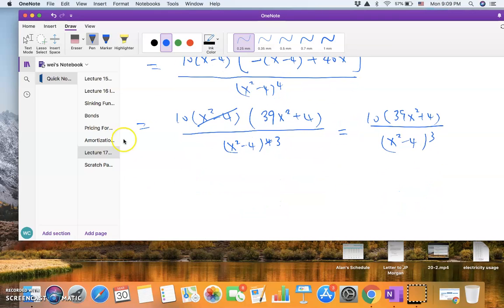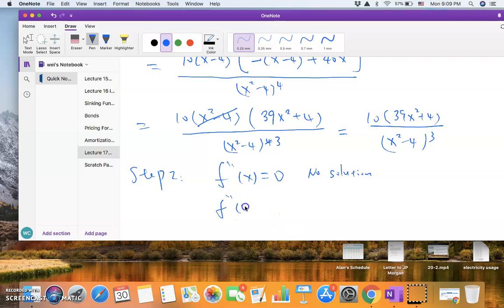Okay, after we finish this, we think about when does the second derivative equal 0. If the second derivative is equal to 0, that means the numerator is going to be equal to 0. However, we can see that the numerator is 39x squared plus 4. Now this will never be 0 because 39x squared is always non-negative. So there's no solution.